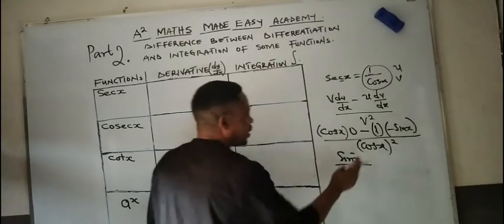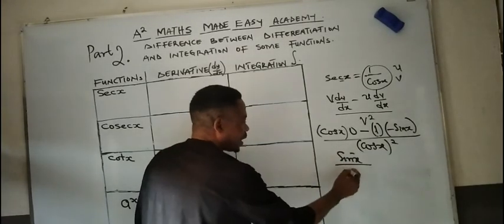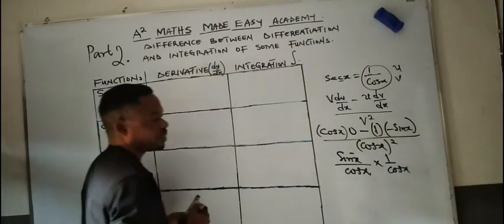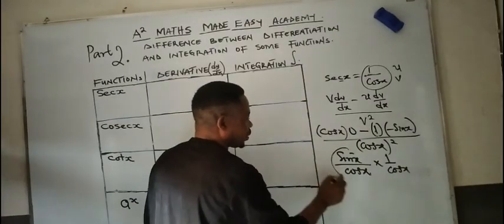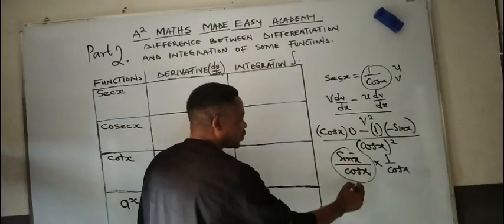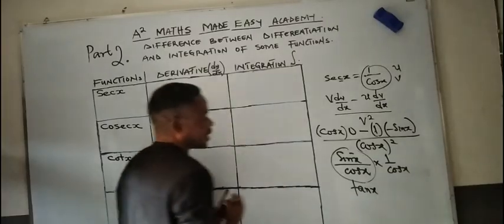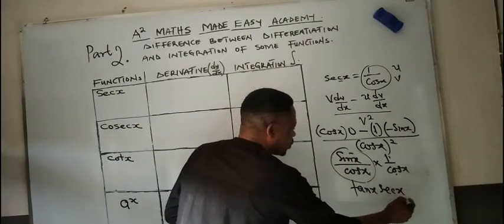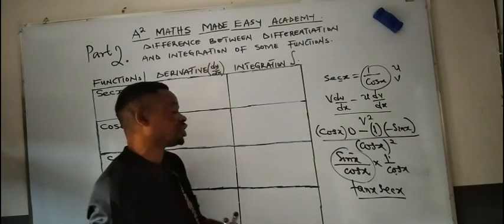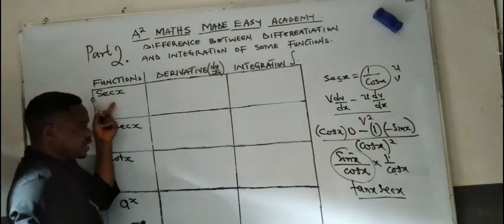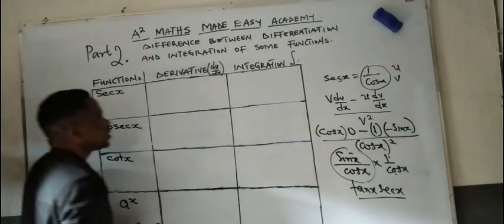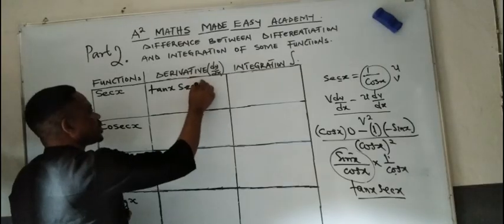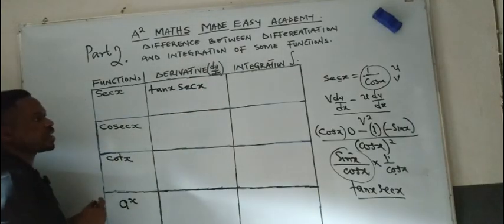Divided by cos x squared. Can I say cos x multiplied by 1 over cos x is still the same thing? Now according to trigonometry, anytime you encounter sine over cos, it will give you tan x, while the inverse of cos will give you sec x. So anytime you are asked to differentiate sec x, the result is tan x sec x. So here the answer is tan x sec x. Are you with me now?